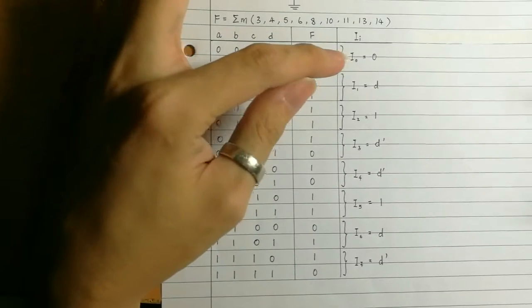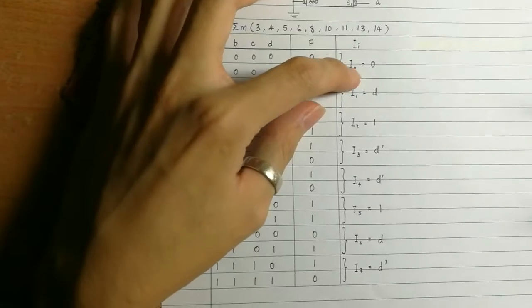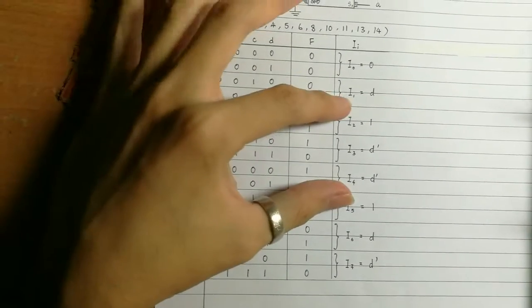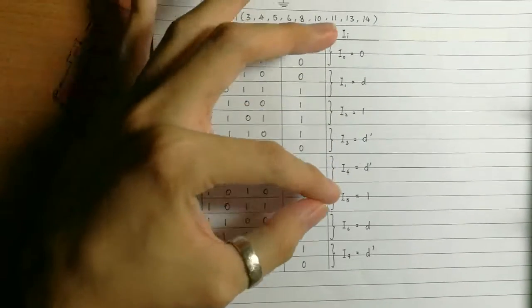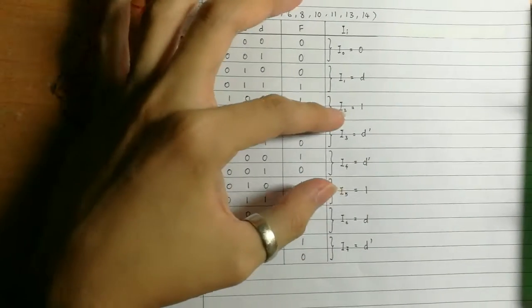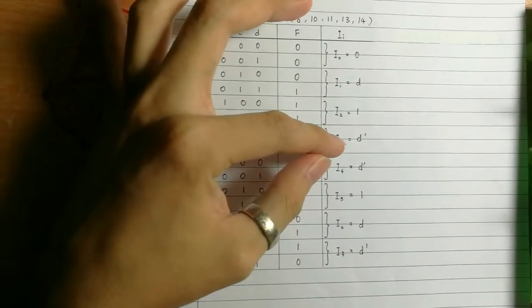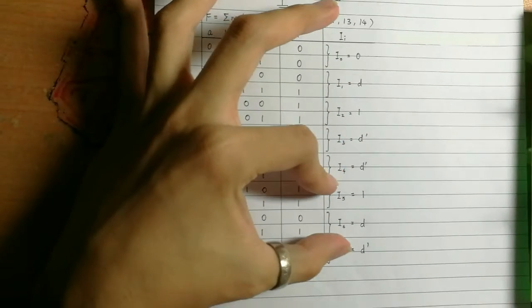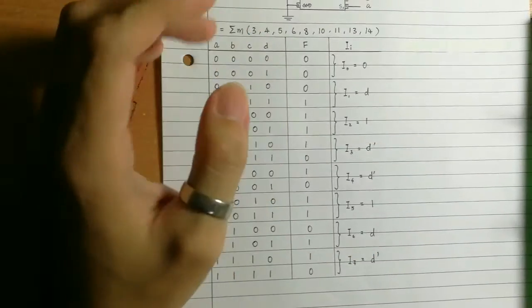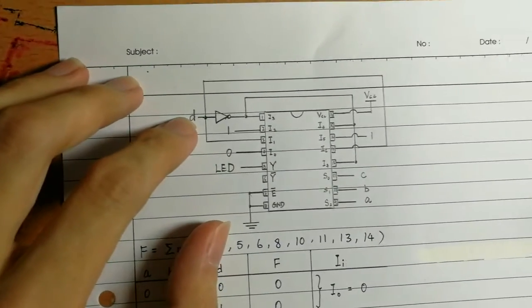So according to the table, input 0 is equal to 0. Input 1 and input 6 are equal to D. Input 2 and input 5 are equal to 1. And the rest, input 3, input 4 and input 7, are D prime. So the circuit is like this.